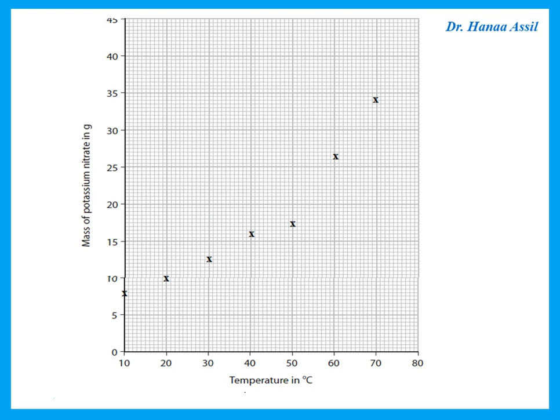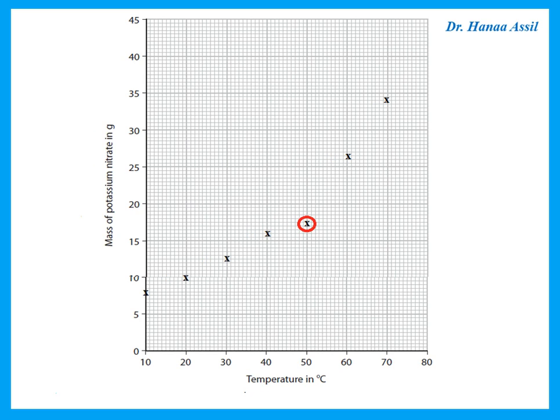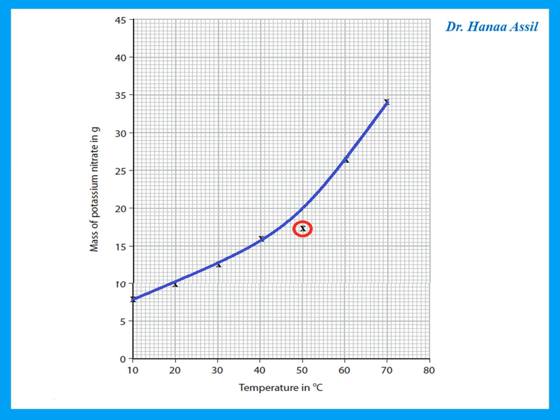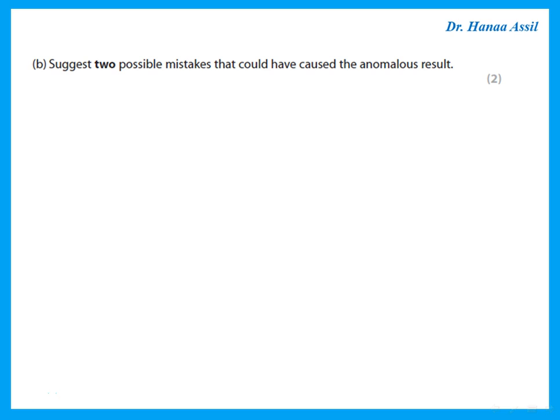Now, obviously, there is one that's away from the curve. So he said put a circle around that anomalous one. So when we draw the curve, we do not include that point. We need a smooth curve. If there is the anomalous result away from the curve, we just ignore it. So this is the curve he's looking for.